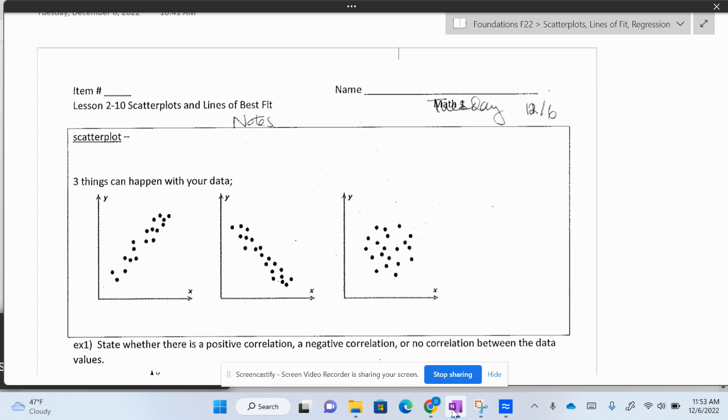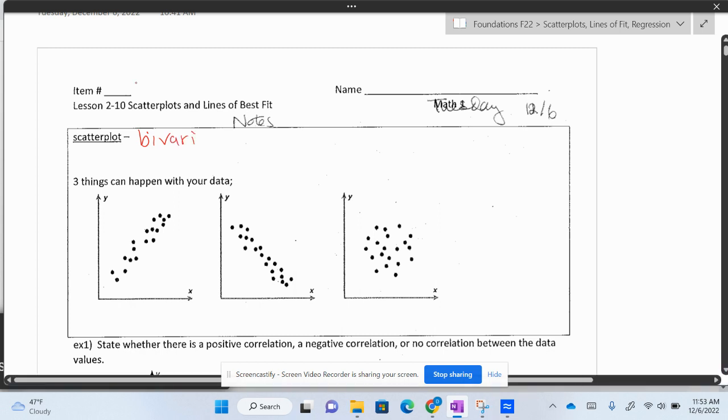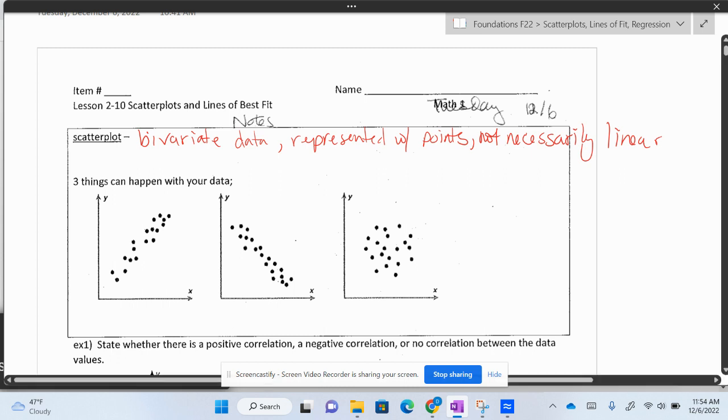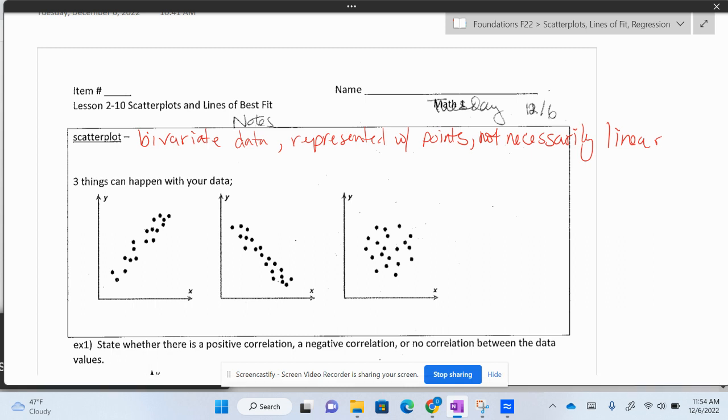So a scatter plot is created when you have bivariate data. It's represented with points, and it is not necessarily linear. It can be, but it doesn't have to be. So bivariate, bi means two, variate sounds like variable, right? So it just means that you have two variables. You're representing data from two variables.